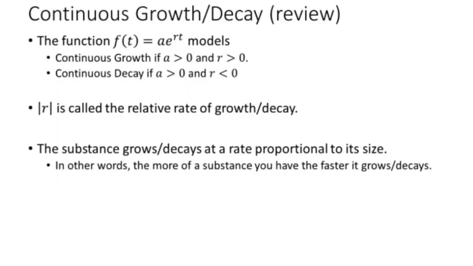Now we're going to revisit continuous growth and decay. Recall that the function f of t equals a e to the rt models either continuous growth if a and r are both positive, or continuous decay if a is greater than 0 and r is less than 0. We saw in previous sections how we can use continuous growth to represent interest compounding continuously.